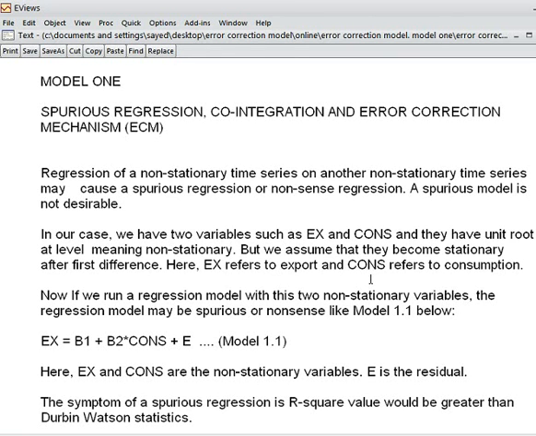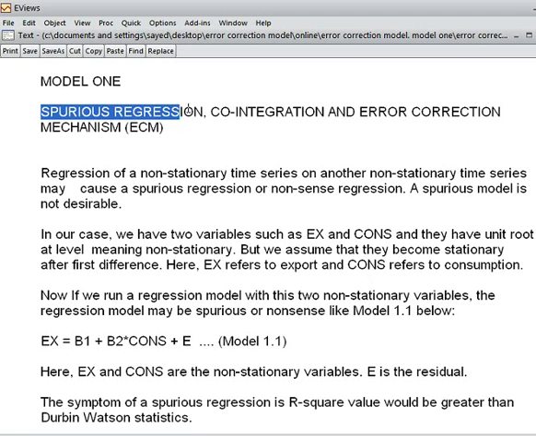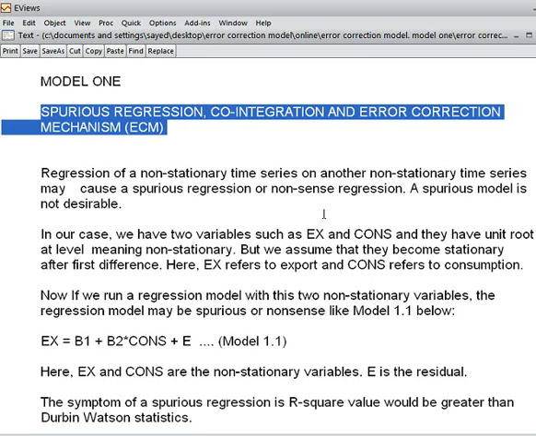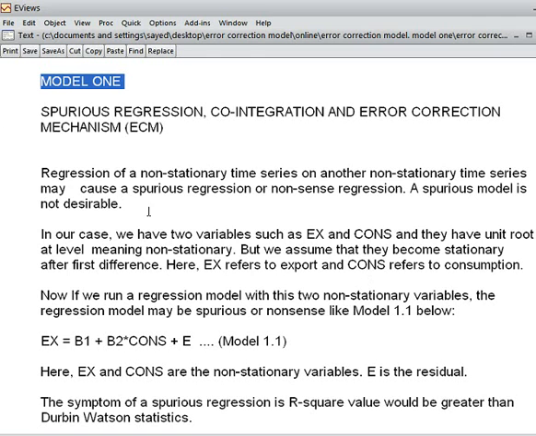Okay, today we shall be talking about spurious regression model, co-integration and error correction mechanism. And it is under model 1. Before talking about it, we first talk about some theory.